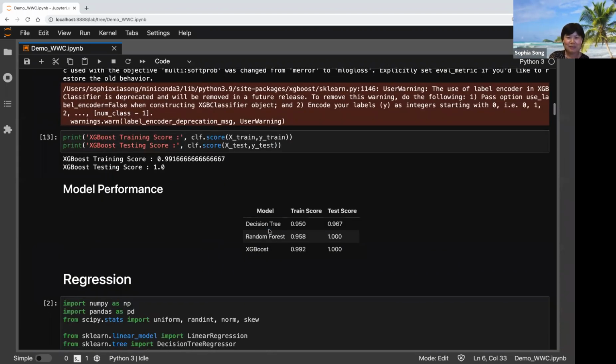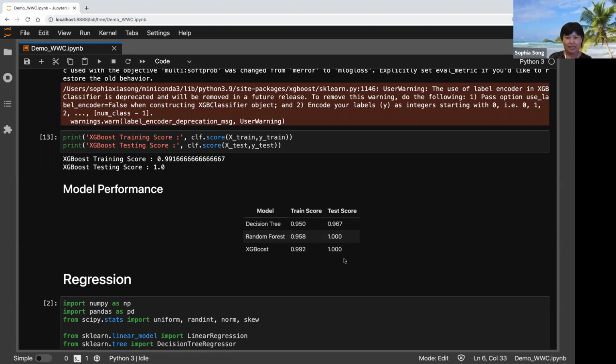So here I summarize all these three models' performance. Because it's toy data, it's not so large, so the model performance is pretty close. However, we still can see XGBoost's performance is the best. So that's why XGBoost has become a popular algorithm for most people in Kaggle competitions or in other applications.